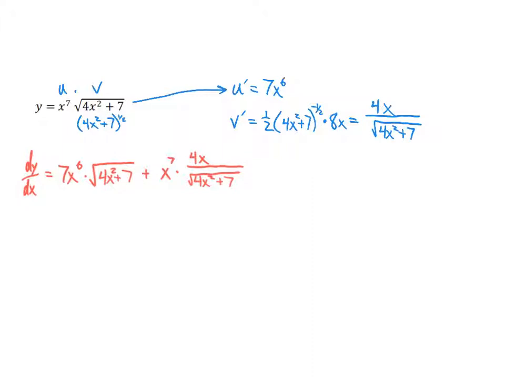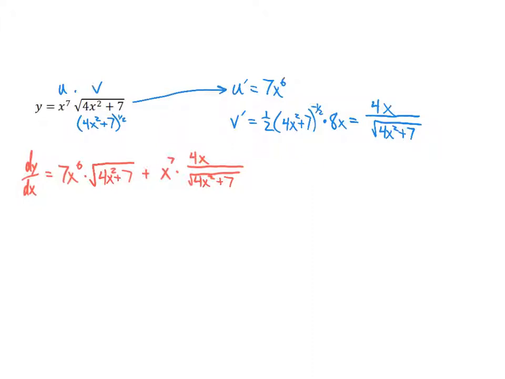Now, this is something I want you to do because it will make life a whole lot easier in the future. You can think of this as factoring out, or you can think of it simply as getting a common denominator. But I do want you to see how we have this radical 4x squared plus 7 in common, but one of them has it in the numerator, one of them has it in the denominator.